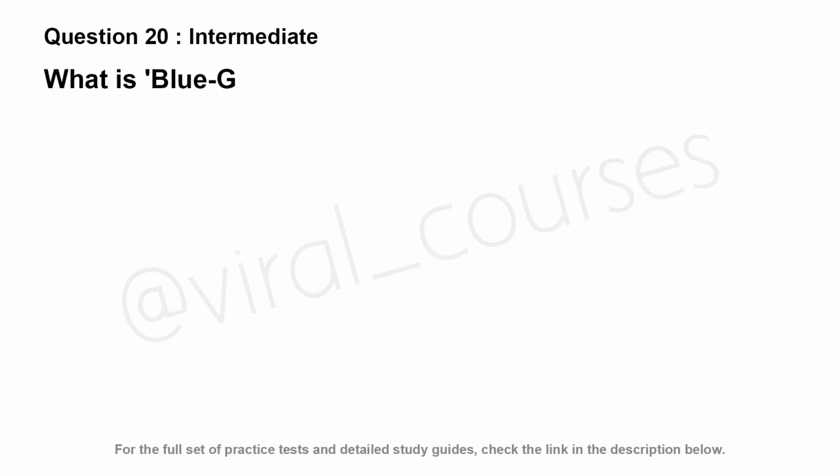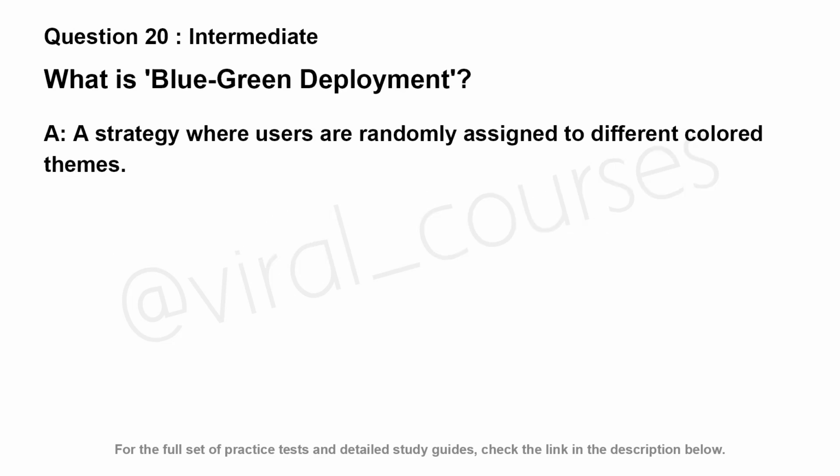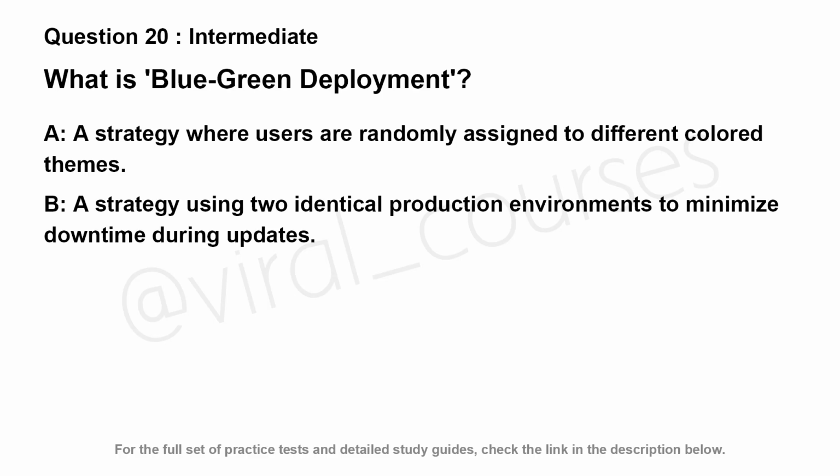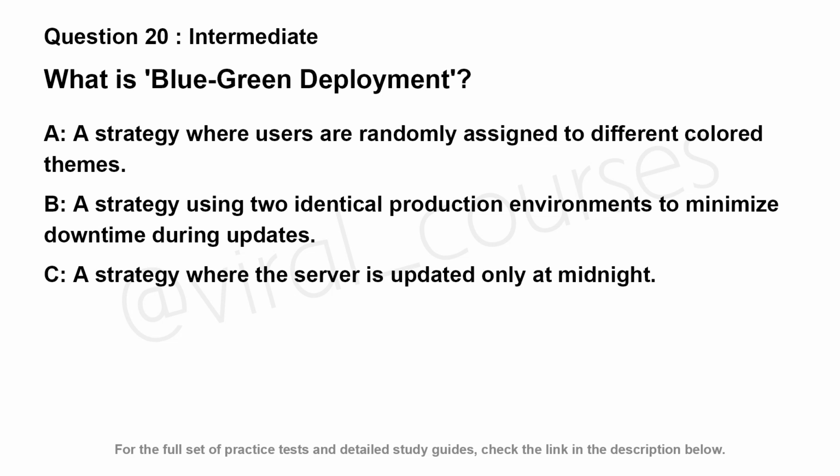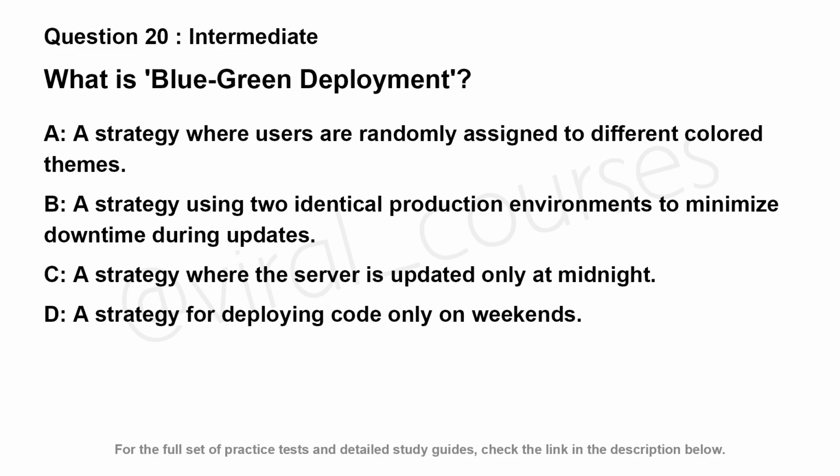What is blue-green deployment? Option A, a strategy where users are randomly assigned to different colored themes. Option B, a strategy using two identical production environments to minimize downtime during updates. Option C, a strategy where the server is updated only at midnight. Option D, a strategy for deploying code only on weekends.